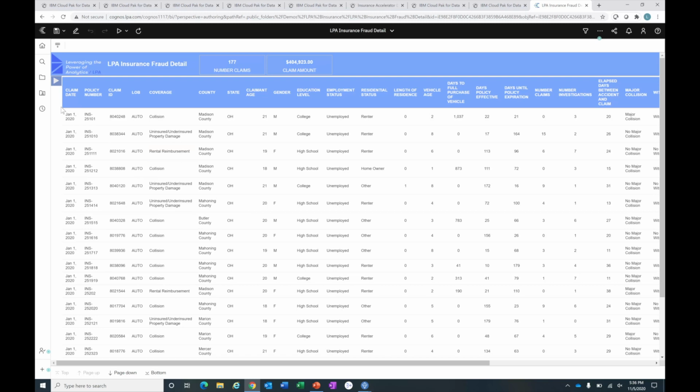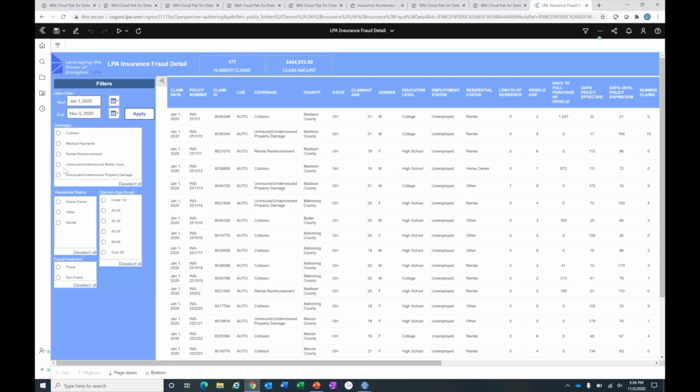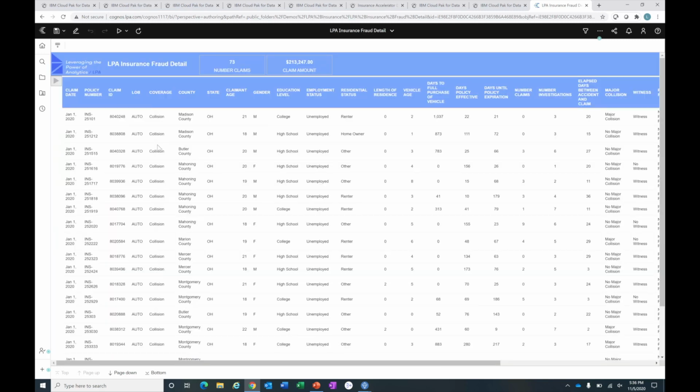And again, we have some filters here. I can filter by coverage type. So if I just want to look at collision, I can do that for fraud. So let's go ahead and apply that. Now this gives me a filtered list. I have 73 claims for collision that are predicted to be fraud, and it accounts for over $213,000 in the claim amount. So you could spend a good amount of time just digging into the detail.